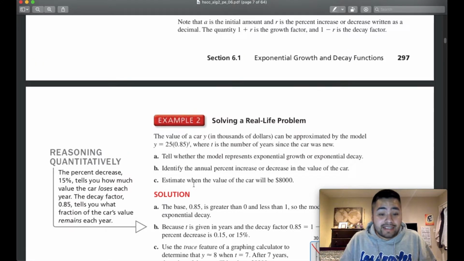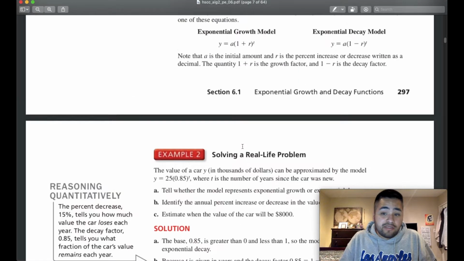Part B says identify the annual percentage increase or decrease in the value of the car. So what you're going to be doing is comparing this equation that is given to you to the exponential decay function, which is the model located above, right? So here we can tell right away that our A value is 25. We can tell that the 1 minus r is going to be equal to 0.85.